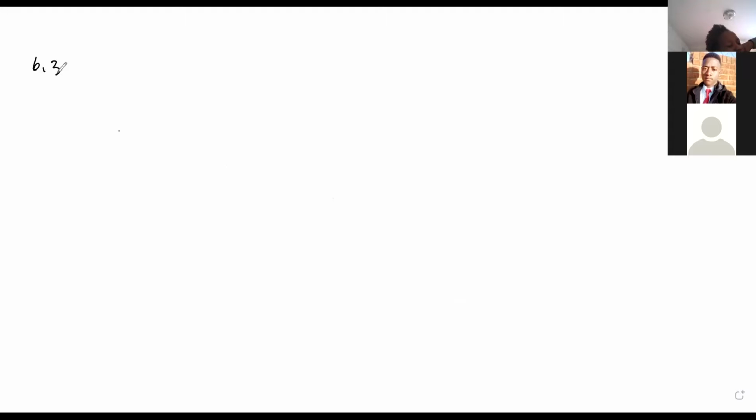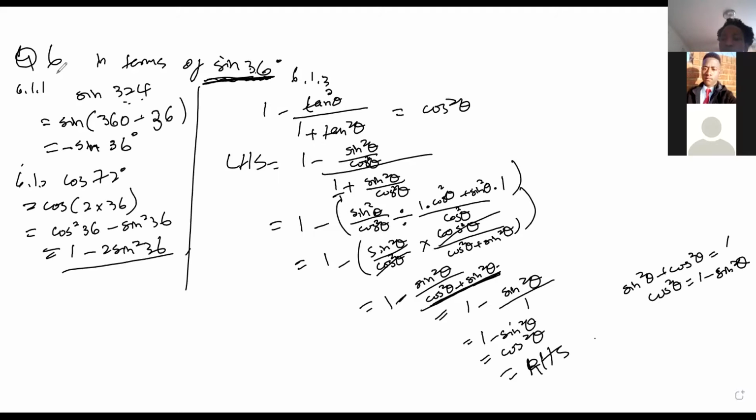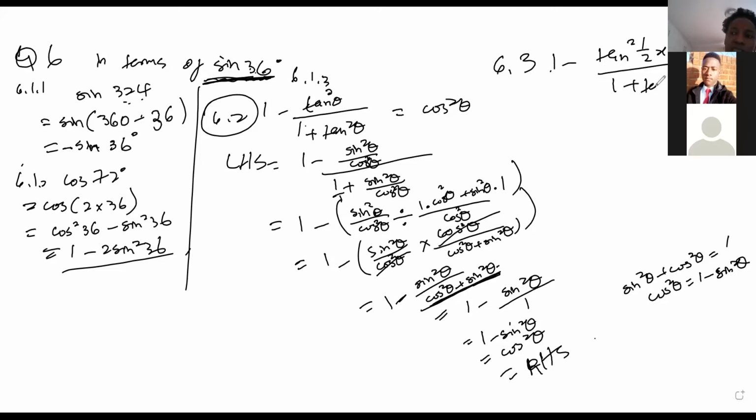Use question 6.2 to determine the general solution. Let's undo, let's go back. So this was 6.2, right? They say use this question 6.2. Use it to determine the general solution for this: (1 minus tan squared half x) over (1 plus tan squared half x) is equal to 1 over 4.